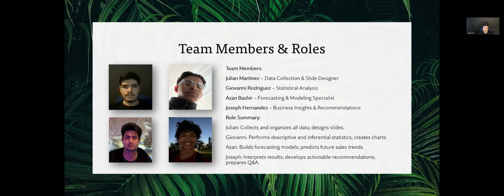Giovanni handled all of the descriptive stats, t-tests, ANOVA, and the correlation analysis. Now, Azan created both forecasting models, one using regression and the other one using exponential smoothing. And finally, Joseph took all of our findings and turned them into business insights and recommendations based on the patterns that we found. So every part of the project sort of flowed together, but we still had our very clear roles.